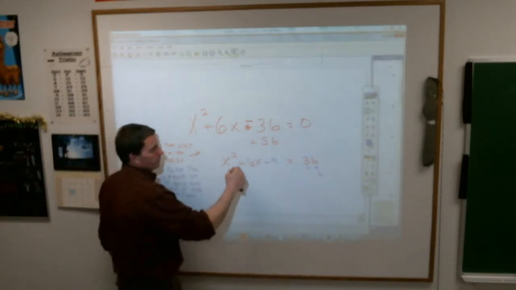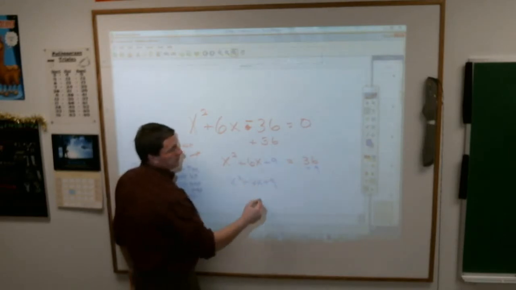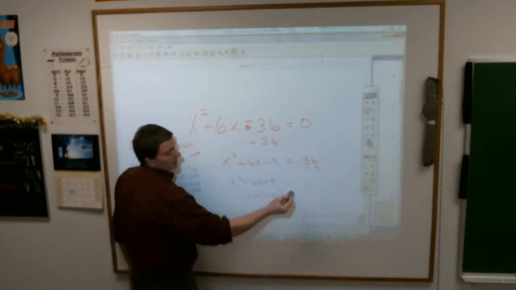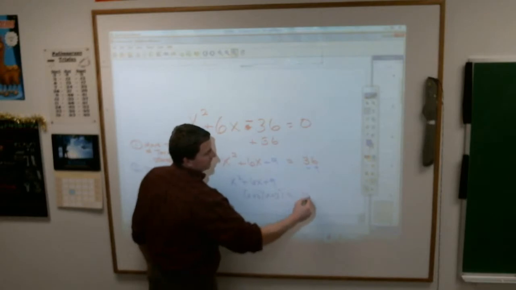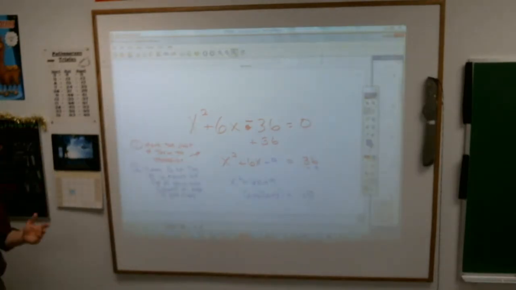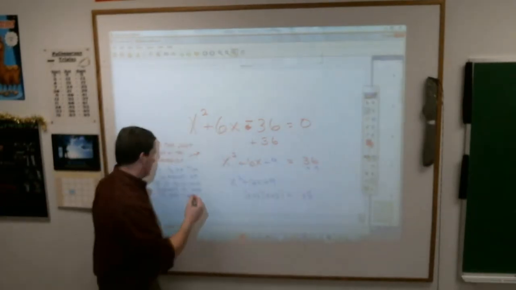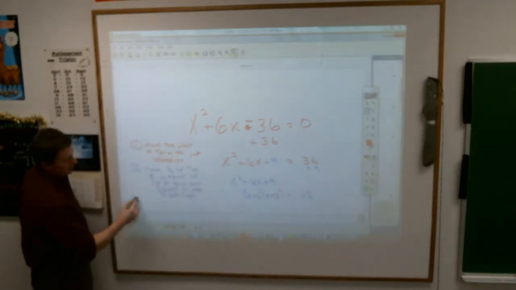Now, what do I have left? I have this side, which is a perfect square trinomial. This can be factored into x plus 3 times x plus 3. This thing ends up being 45 over there. It's not going to work out really too nicely, but it is something. And then I can do the thing I just did before. Take the square root of both sides. That's my step number 3.